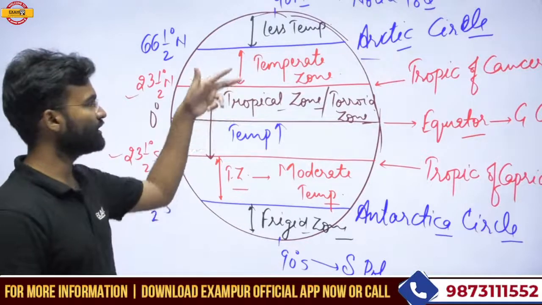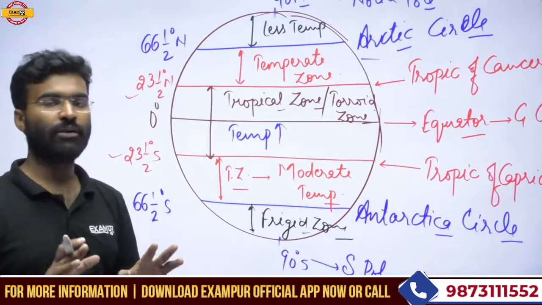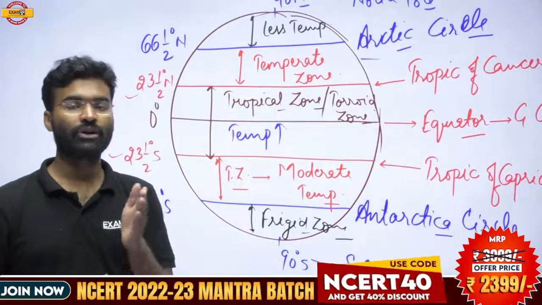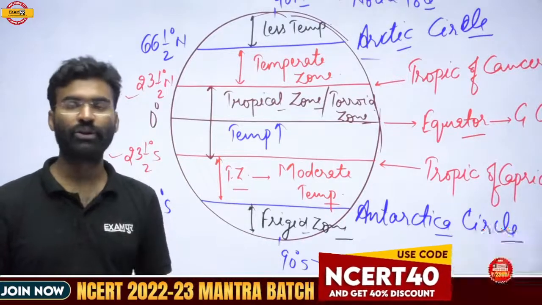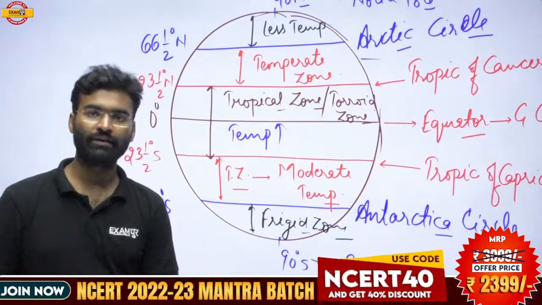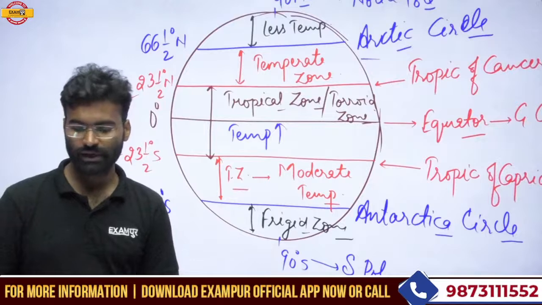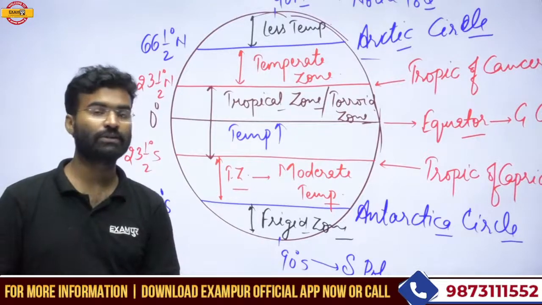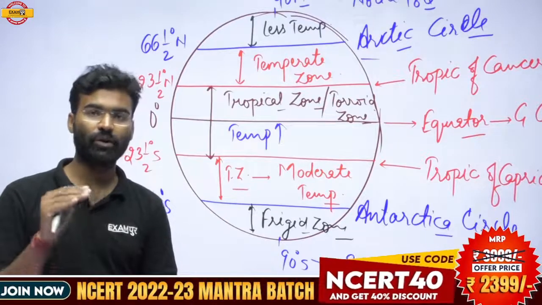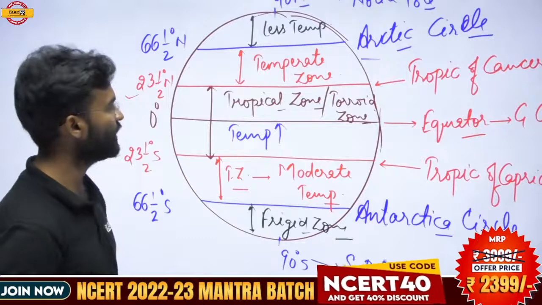So the tropical zone, temperate zone, and frigid zone are three important fundamental zones. On the basis of the temperature, and the falling of the sun's rays, we can divide the Earth into different zones. And what is a zone? Zones are the areas which are located between two latitudes.